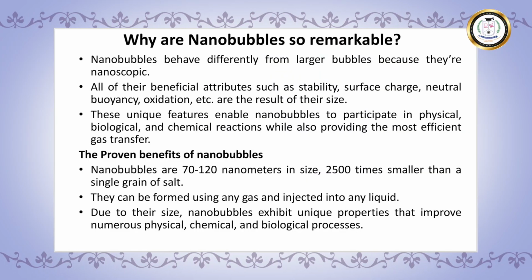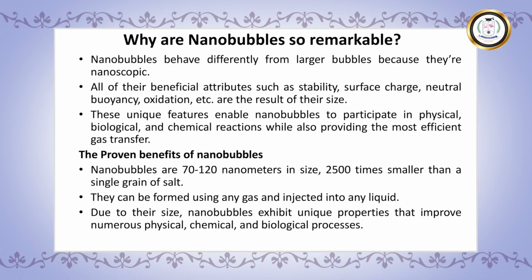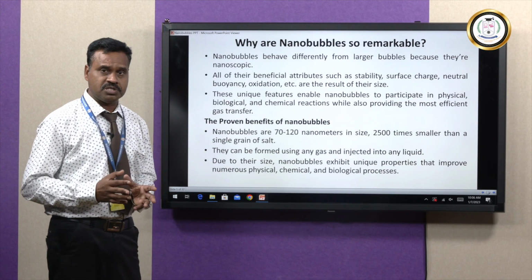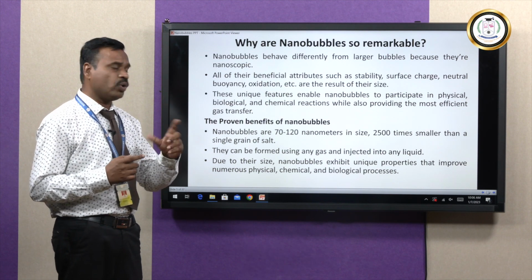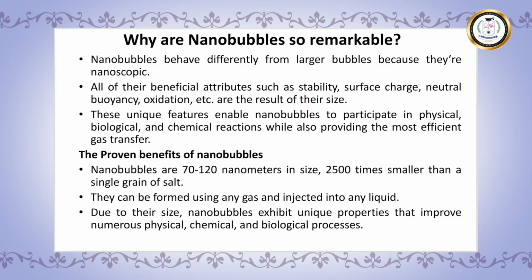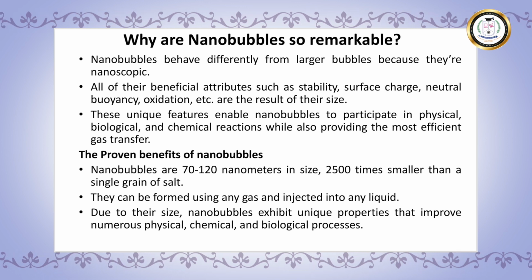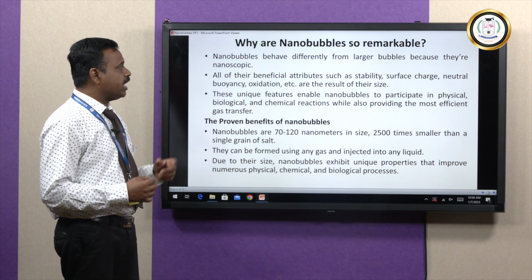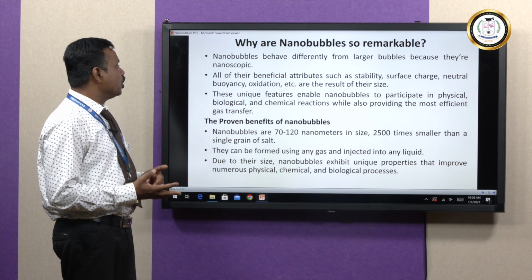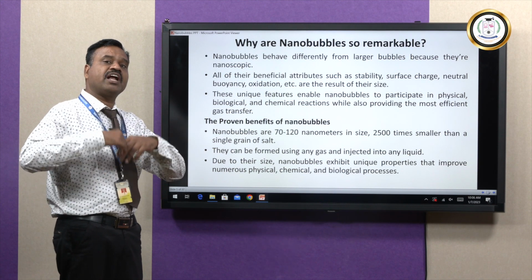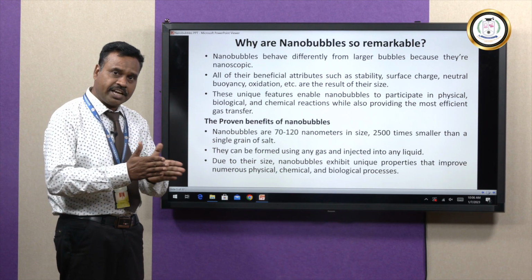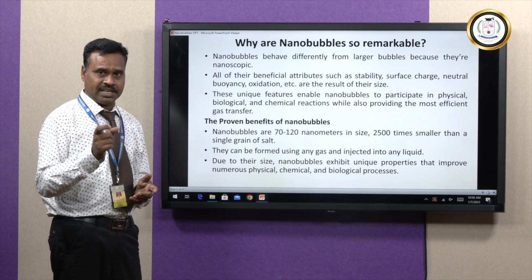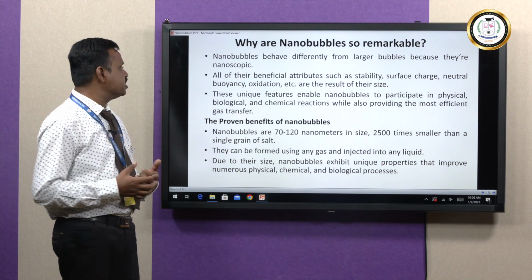Why this topic? Why are we calling these nanobubbles remarkable? As I already told, people keep on concentrating on nanoparticles rather than nanobubbles, but nanobubbles are a new trend. It is different from large bubbles because they are nanoscopic, 10 nanometer size is also possible to produce. So their stability, surface charge, neutral buoyancy, that is what I told, they cannot travel to the top surface, instead they can move in the horizontal direction, and oxidation are the result of their size. The lower the size, the more the oxidation capabilities.